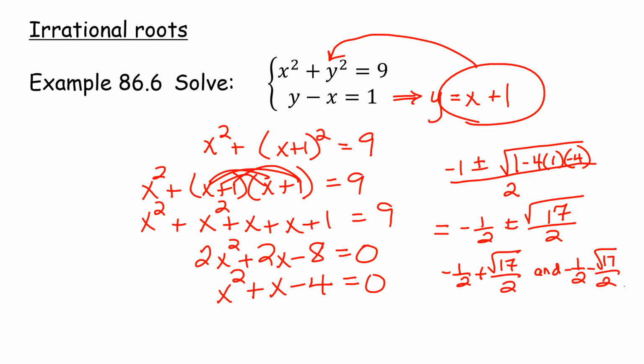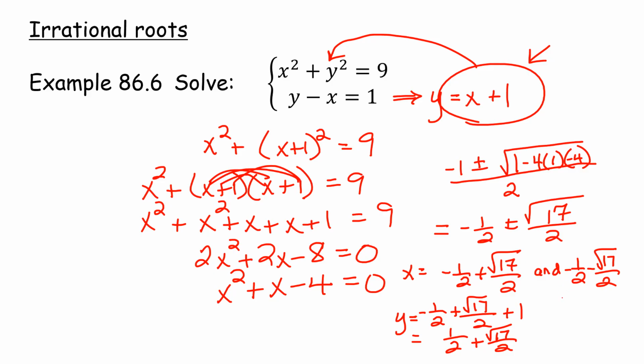So there are two solutions for x. So there are going to be two solutions for y. So I'm going to plug those back into this equation right here. So y is going to equal negative 1/2 plus the square root of 17 over 2 plus 1. And that's going to be 1/2 plus the square root of 17 over 2. So that's one possibility for y.